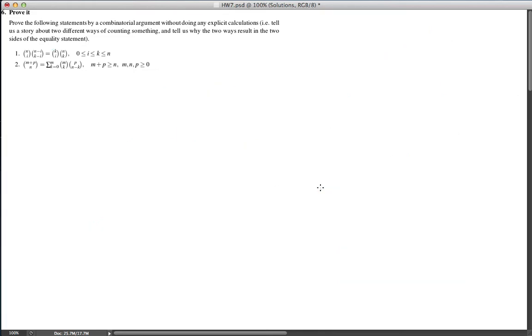Okay. Now let's go to part 2. For part 2, this side is simpler. So why don't we construct our story using this side? Let's say that we have a population of m plus p people. Let's say that m of them are male and p of them are female.